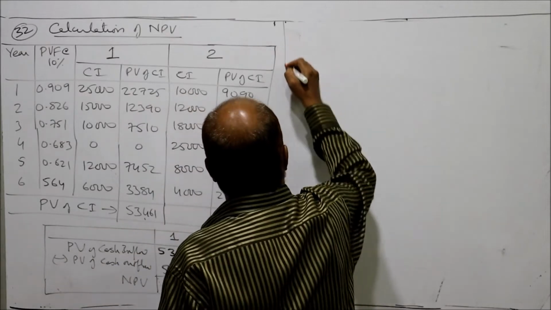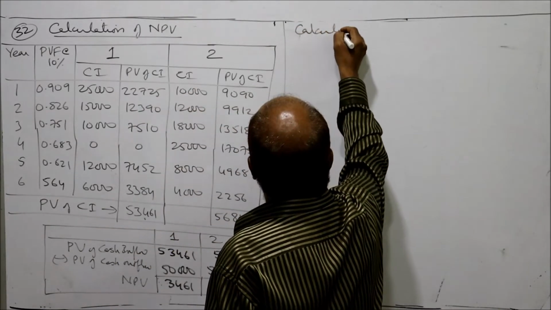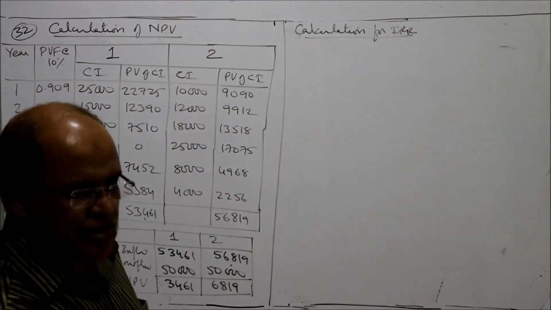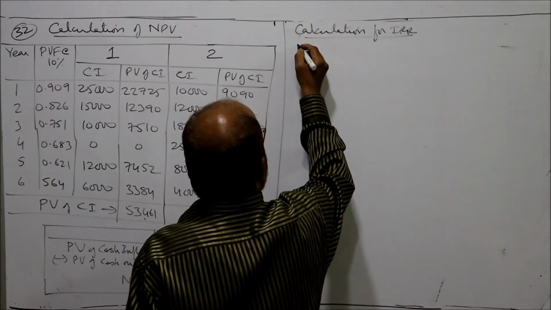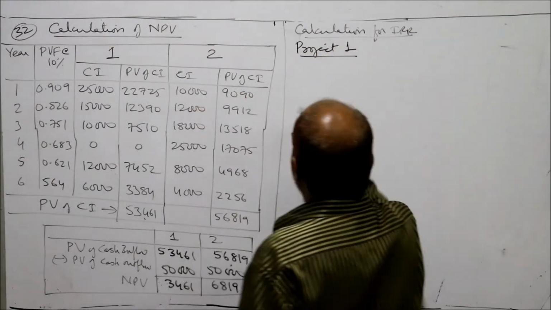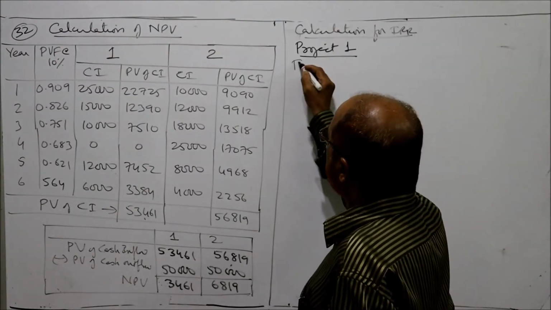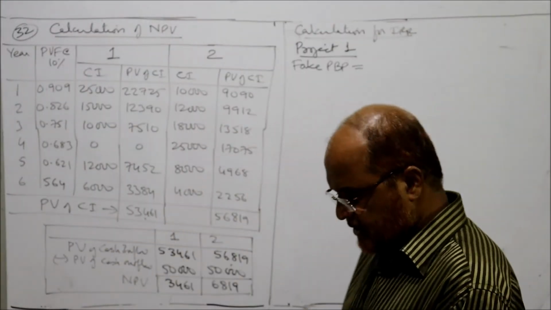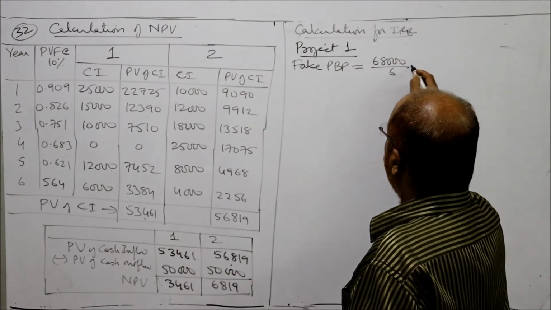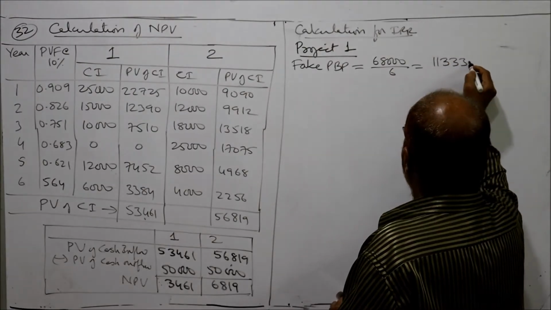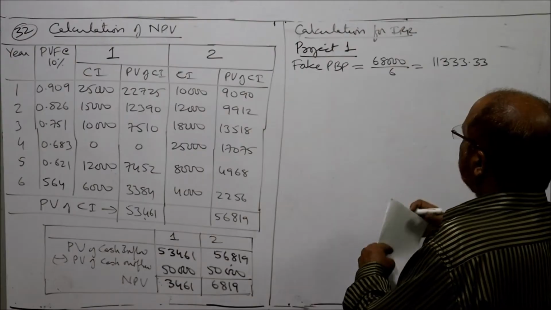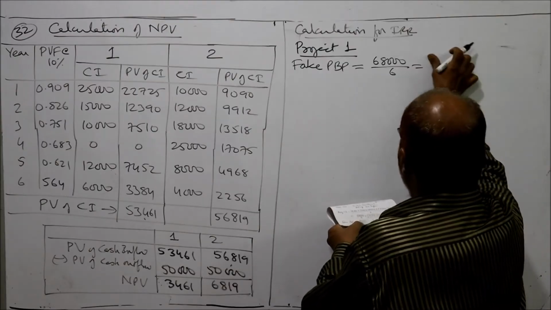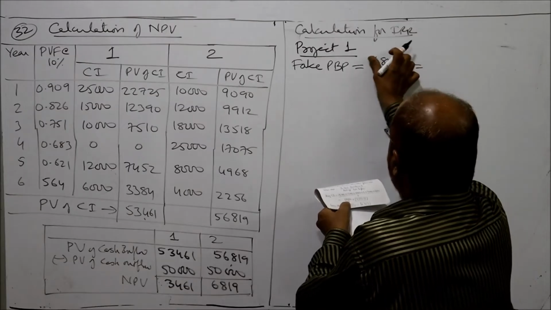Now calculation for IRR. Calculation of IRR. So for IRR calculation, first we will take project 1. The annual cash inflows are not constant, so we calculate fake PBP. So total cash inflows are 68,000, divided by 6, it comes to 11,333.33. So this is the average cash inflow. No, it is 68,000. Fake PBP is not this one.